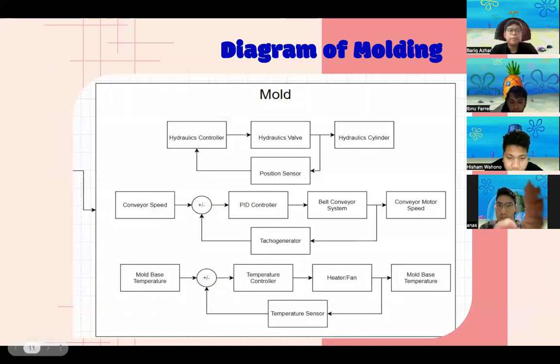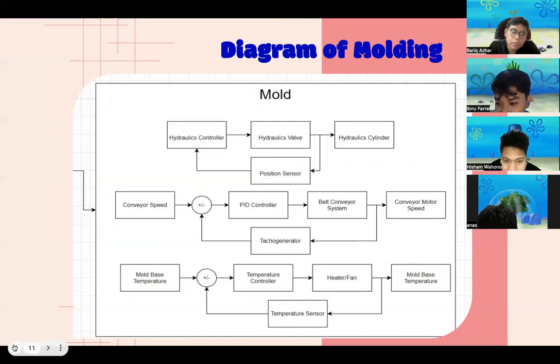Next. So this is the diagram of molding. First one, we have a hydraulic controller that controls the hydraulic valve and makes the cylinder go up and down, and that gives the position feedback to the hydraulic controller. This is a closed loop controller, so that the controller is able to know what is the position of the hydraulic cylinder. The second diagram is on the conveyor speed.